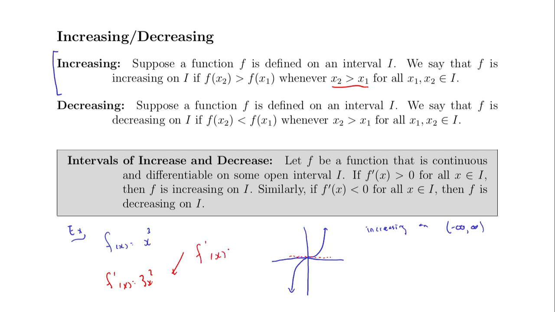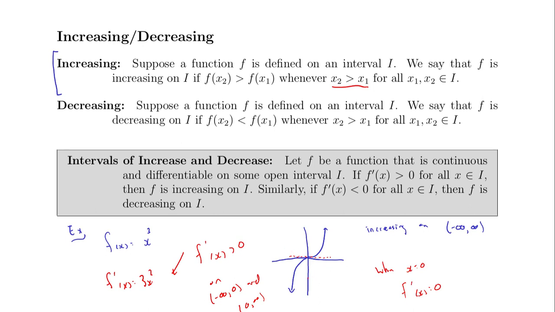F prime of x is positive on negative infinity to 0 and 0 up to infinity, because when x equals 0, f prime of x equals 0. We have that critical point, a horizontal tangent line.